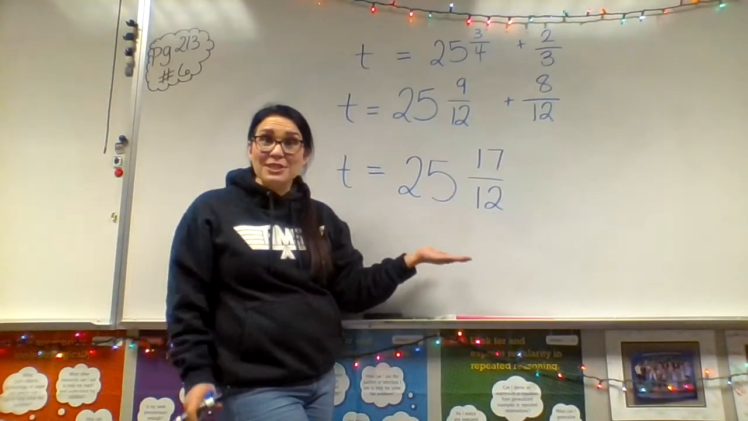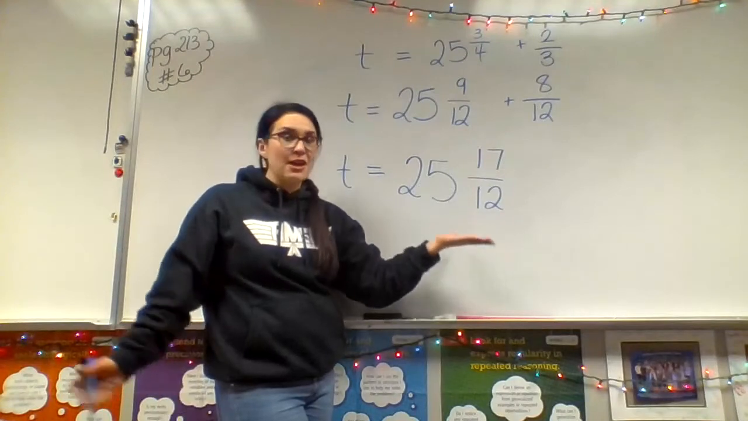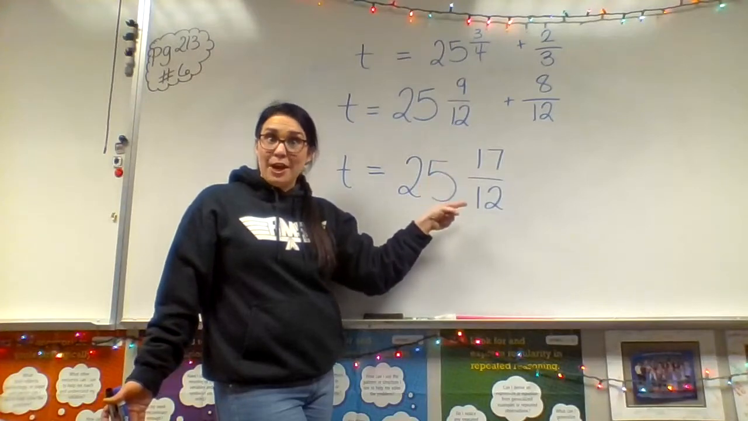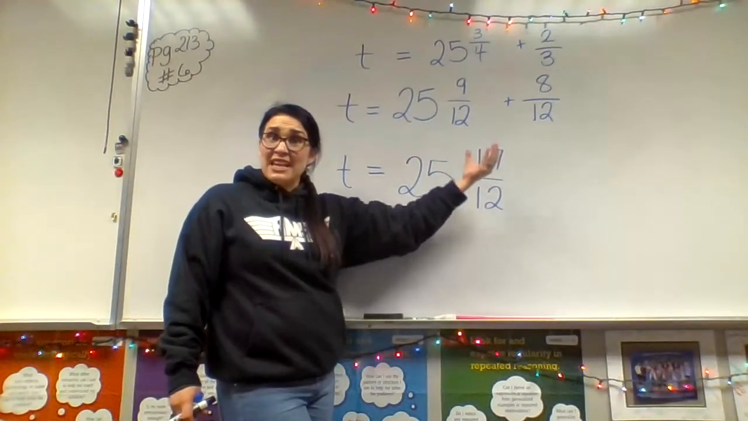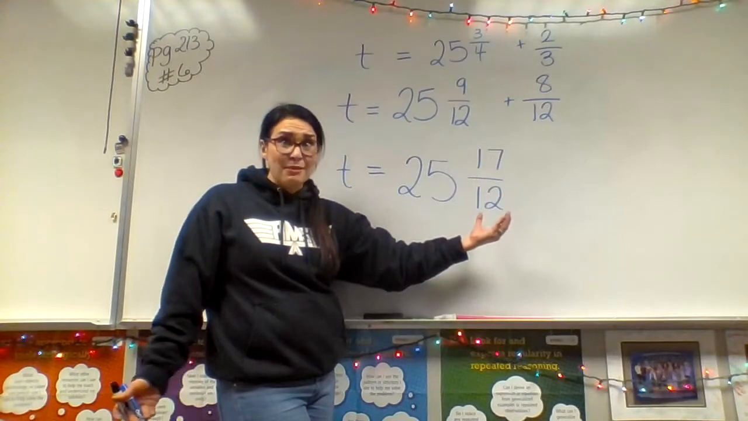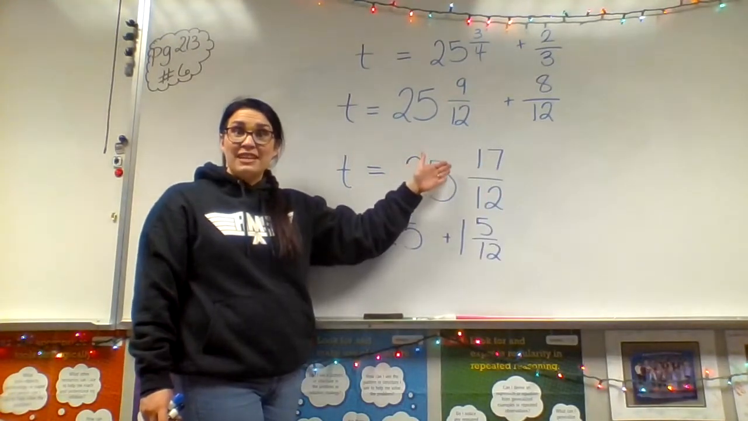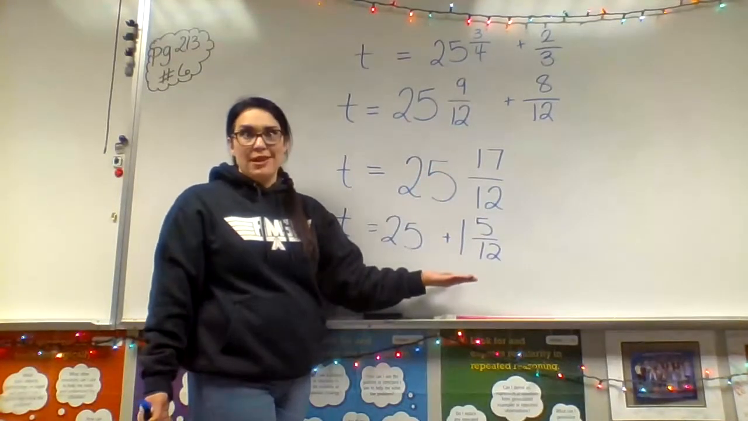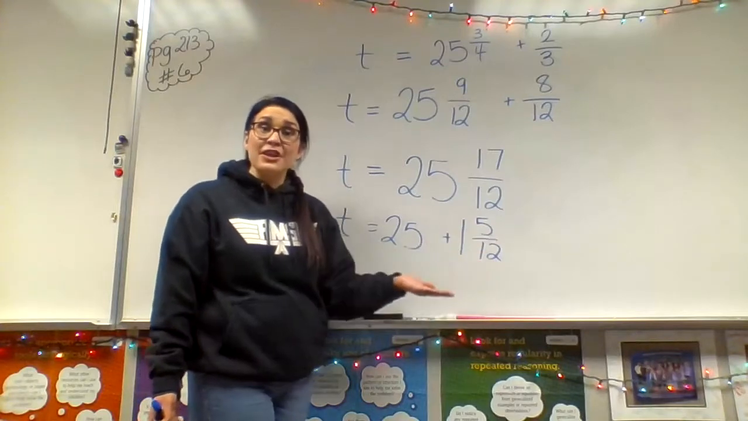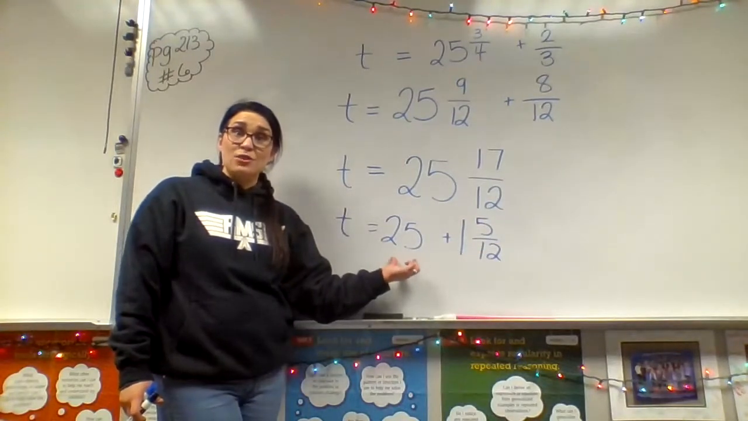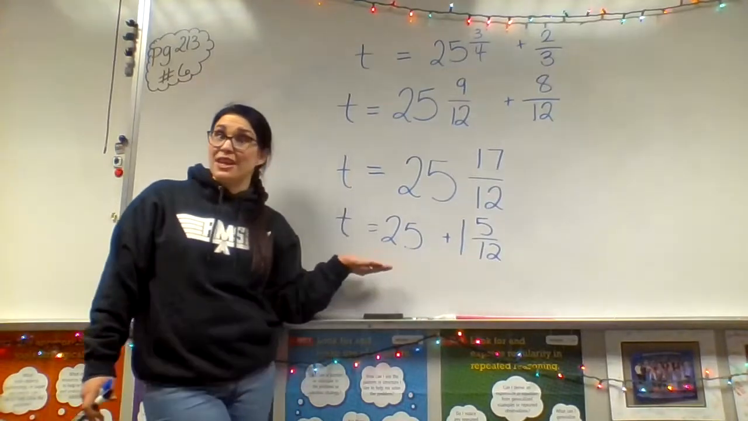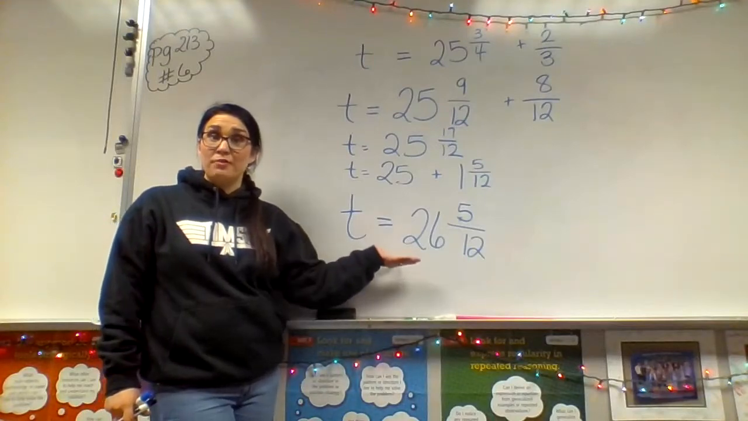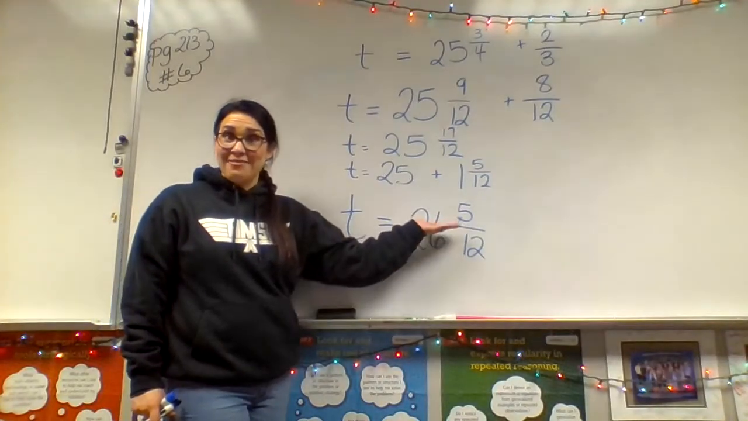But do you notice we now have an improper fraction? Why is it an improper fraction? Because our numerator is larger than our denominator, my friends. So now I want to take this improper fraction and make it a mixed number. When we take that improper fraction of 17/12 and make it a mixed number, we know it's equivalent to 1 and 5/12. So now we need to add this whole number with this mixed number, and that will give us the final value of t. Our final answer for number 6, my friends, would be t is equivalent to 26 and 5/12.